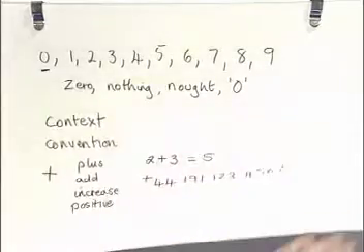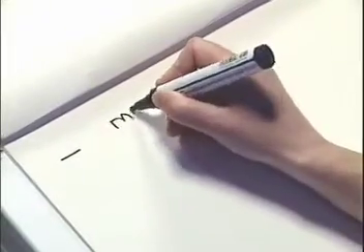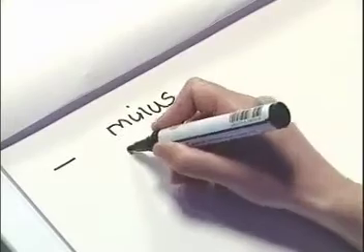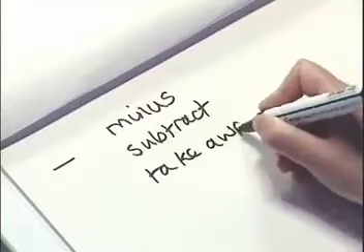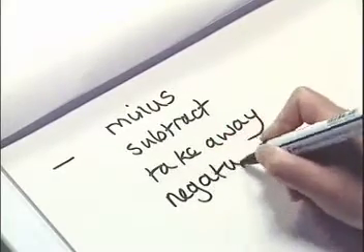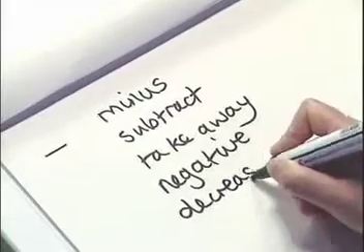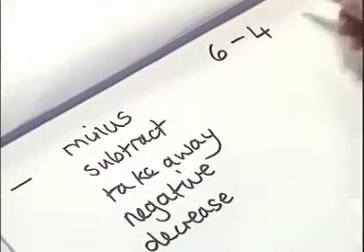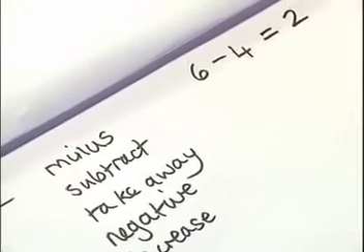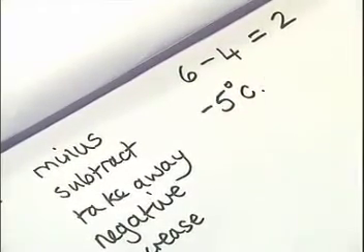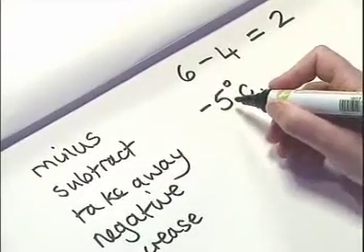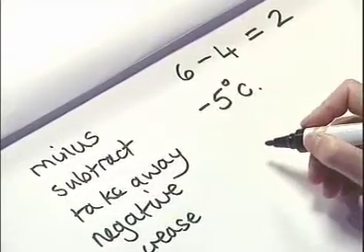Let's have a look now at this sign. Words associated with this one are minus, subtract, take away, negative, and decrease. And again, we need a context. Let's say 6 take away 4, or 6 subtract 4, and we all know the answer to be 2. In a different context, if we have minus 5 degrees C, for example, that means a temperature of 5 degrees below 0.